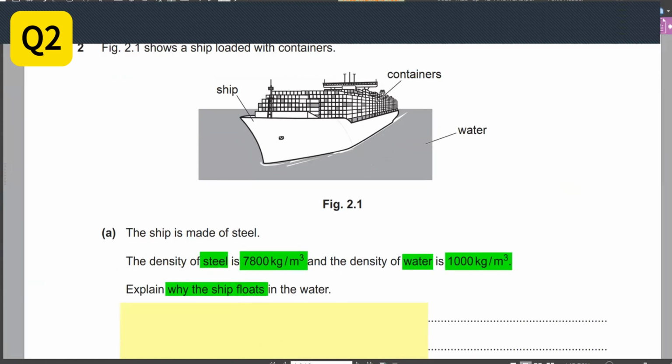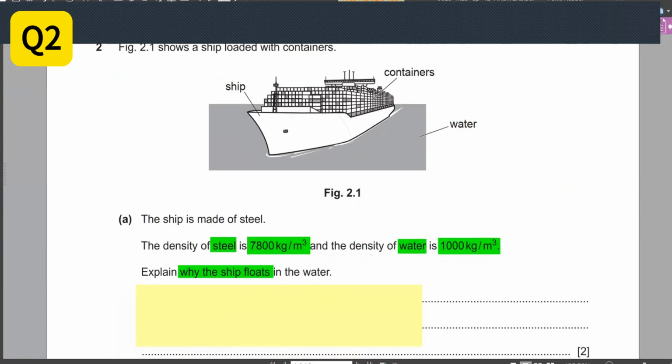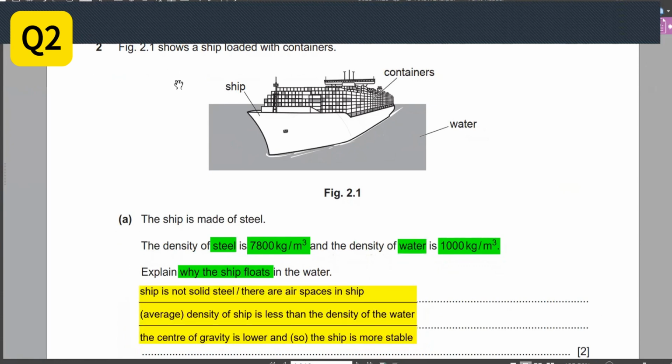This question is very straightforward. I'm sure you are very familiar. You know why: because the ship is not solid steel. There are air spaces in the ship. So in terms of actual density, the steel is denser, but the average density will be less than the density of water. Yes, okay. So these are the two main points here. This one is for the next question.